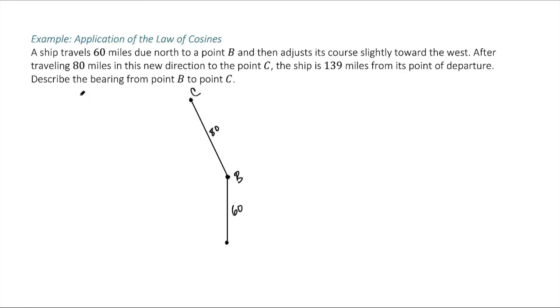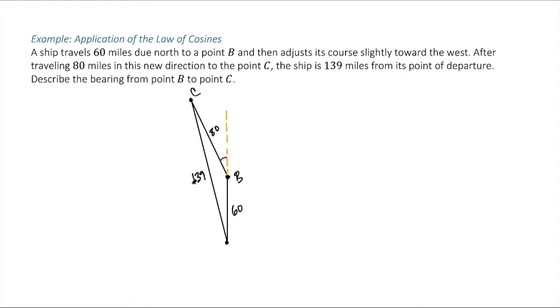We know that the ship is 139 miles from its point of departure down here. This is 139. And we want to describe the bearing from point B to point C. For bearings, we're measuring from the north-south line. We are looking for this angle right here. To find that angle, it's just going to be the supplement of this angle at point B. So if we can find that angle at point B, then we'll be able to find that bearing value.